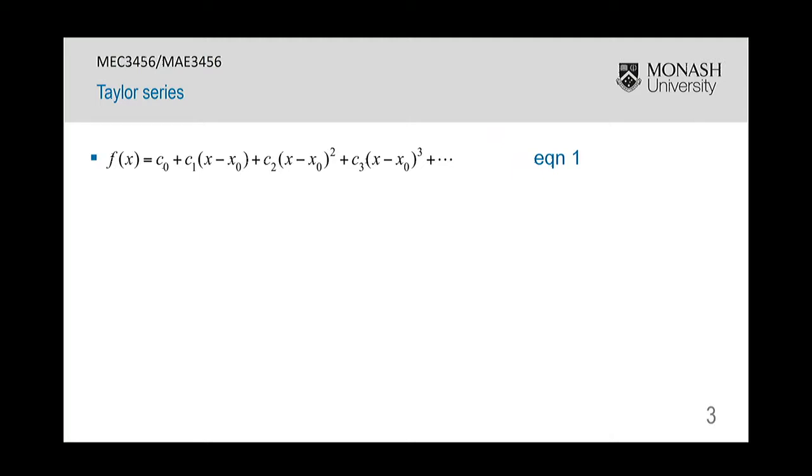Okay, so let's write out our equation again for f of x as a polynomial. We're going to call that equation 1. If we let x equal x0 in this, we can see that all of these terms, all the x minus x0s, are 0. And we're simply left with c0 is equal to f of x0. So we've found our first coefficient.